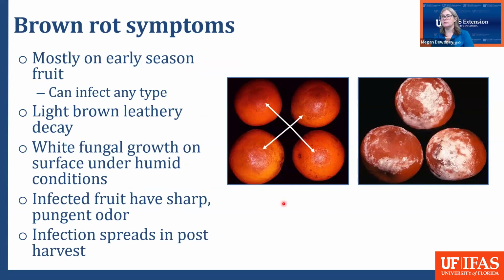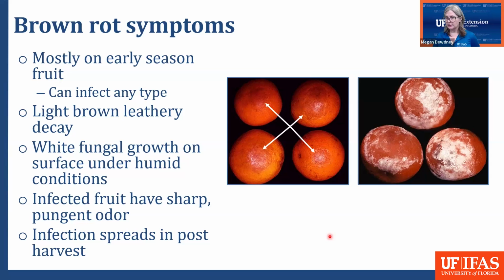Brown rot symptoms are mostly on early season fruit. As I said, they could affect any type. We get that light brown leathery decay. You could see it here on these fruit. And we get white fungal growth on the surface under humid conditions, either under the tree or, if you're unlucky, in a packing box. Those infected fruit have a sharp, pungent odor, really doesn't smell good. You recognize it once you smell it, and you recognize it again later.